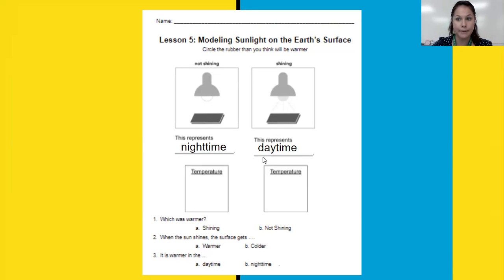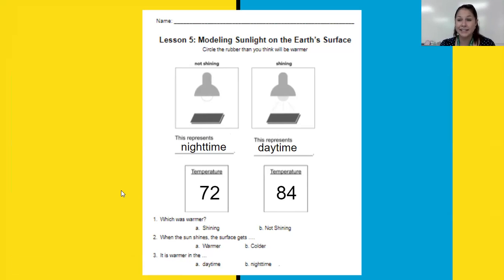Let's look at what temperatures came up after we had one not shining to show nighttime and one shining to show daytime. The temperature of the nighttime model was 72 degrees. The temperature of the daytime model was 84 degrees. 84 is a bigger number than 72. That means this side was warmer. It was hotter.